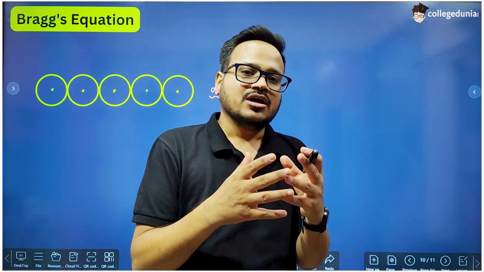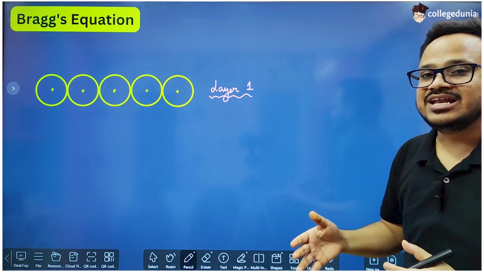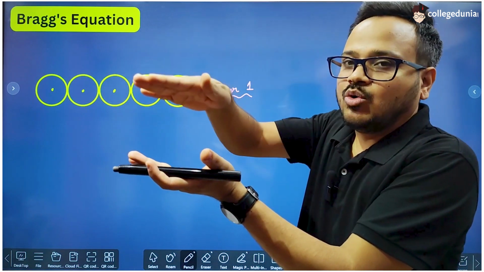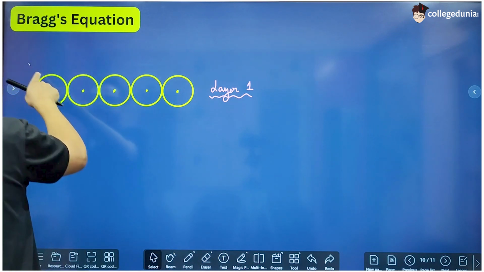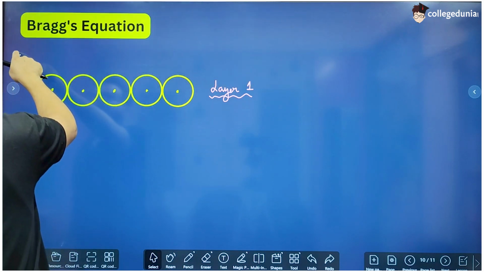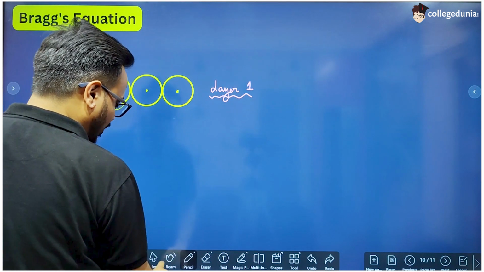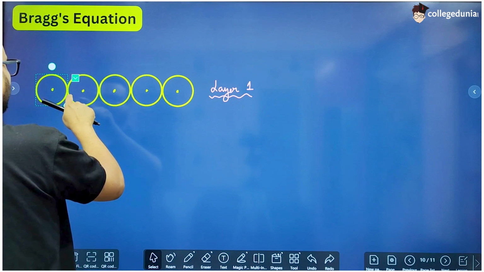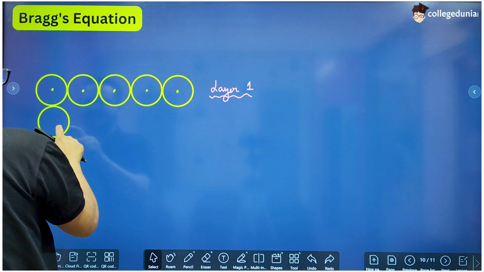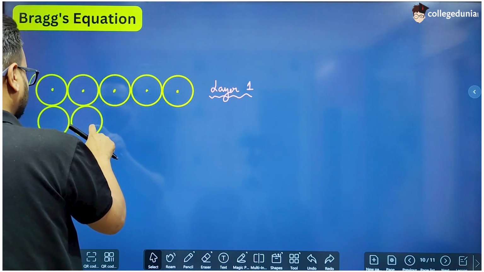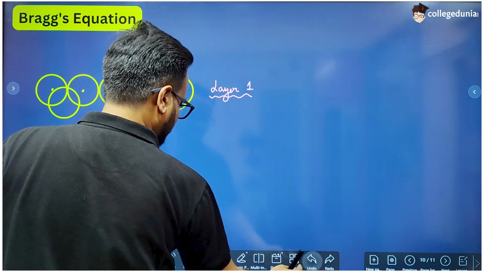So obviously, does it only have one layer? No, it has many layers stacked one over the other. So let us take one more layer. Let us take one more layer. So we will again make a clone of this. So this is the second layer, right?